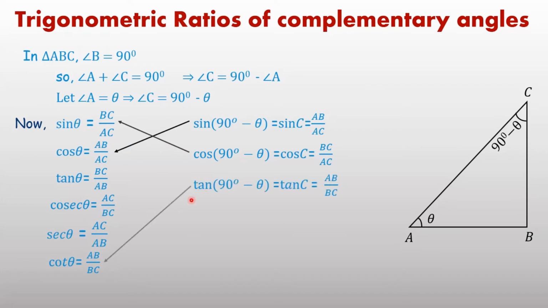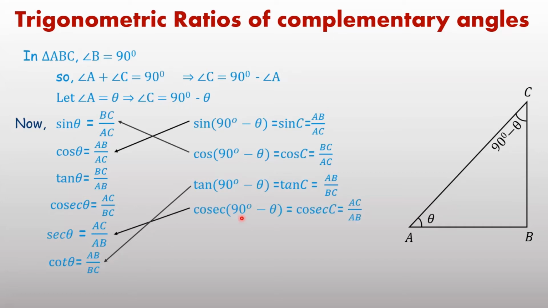Next, tan 90 minus theta. Tan means perpendicular upon base. Perpendicular is AB, base is BC, so AB upon BC. In the first column, AB upon BC we have written as the value of cot theta. Therefore, tan 90 minus theta equals cot theta.